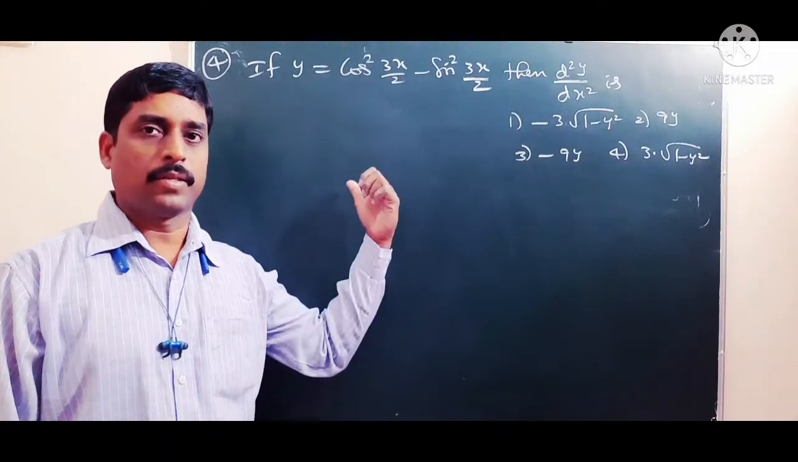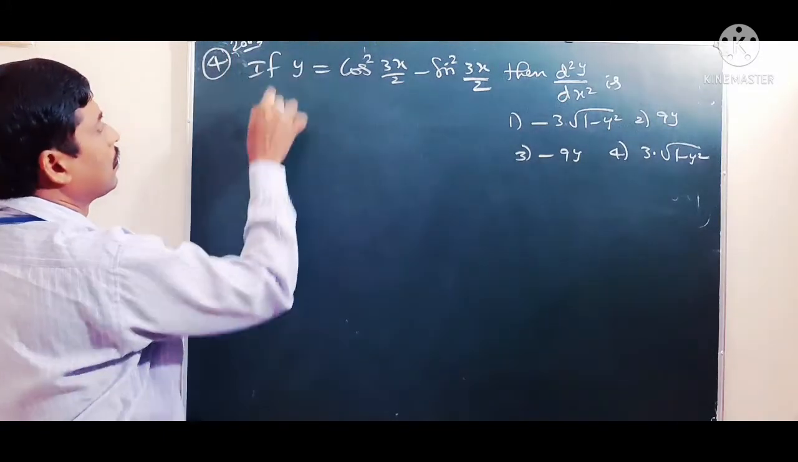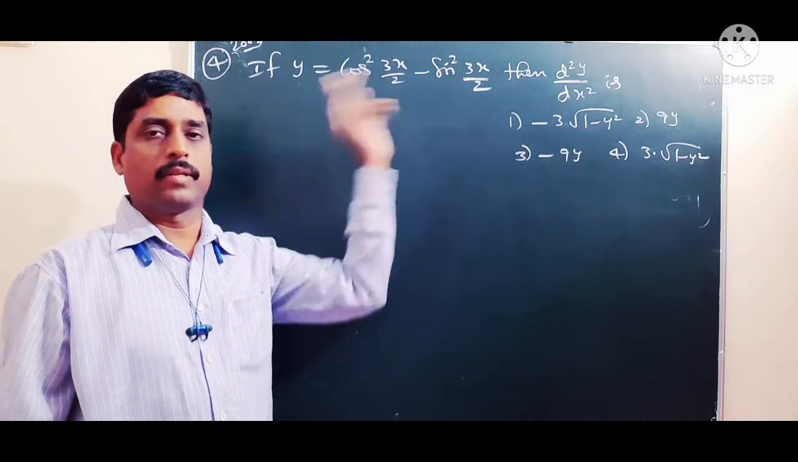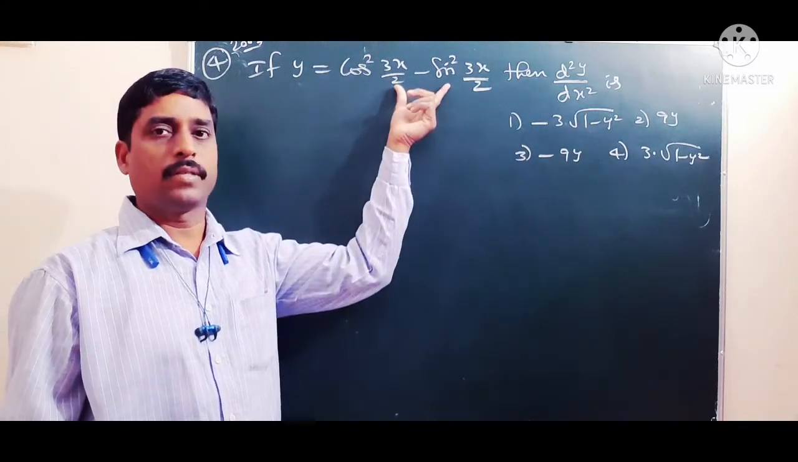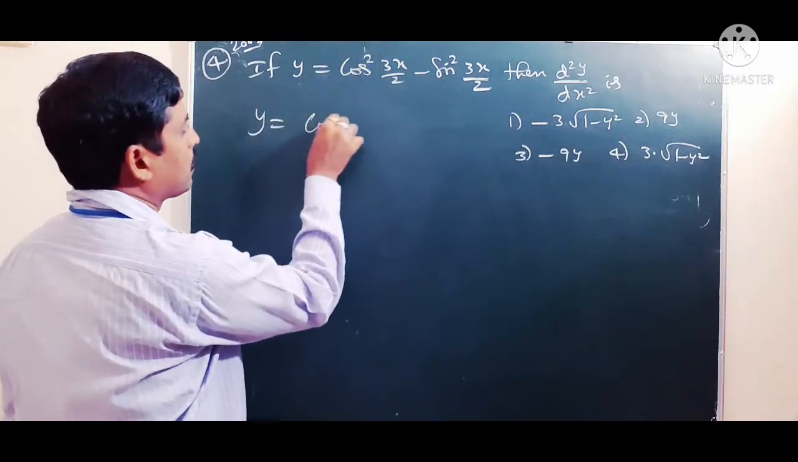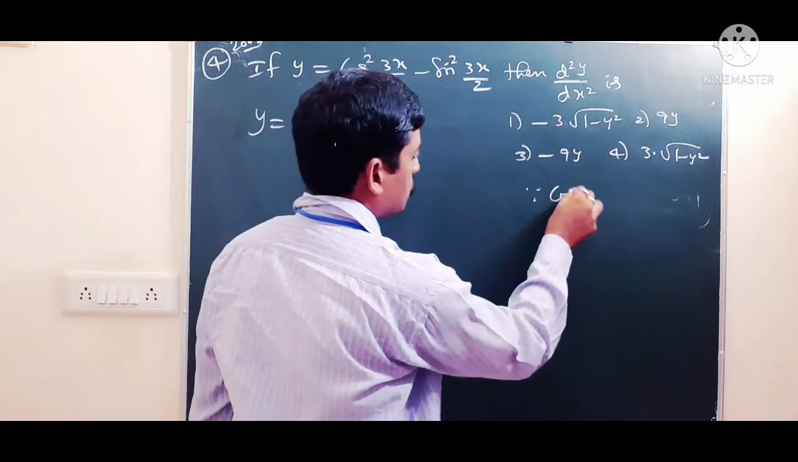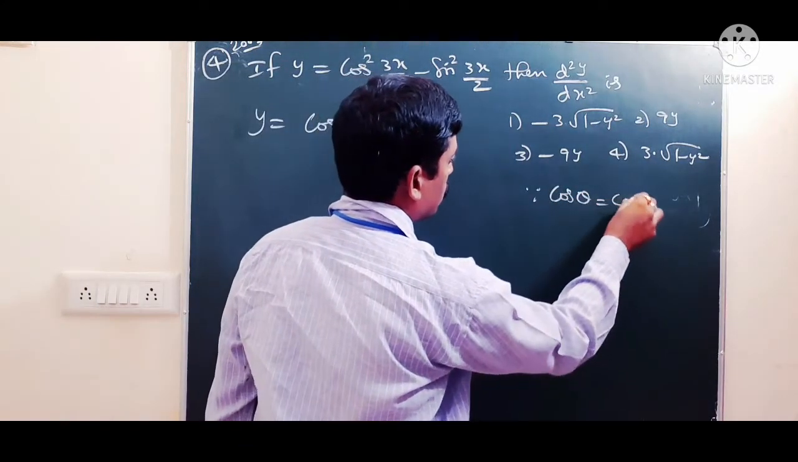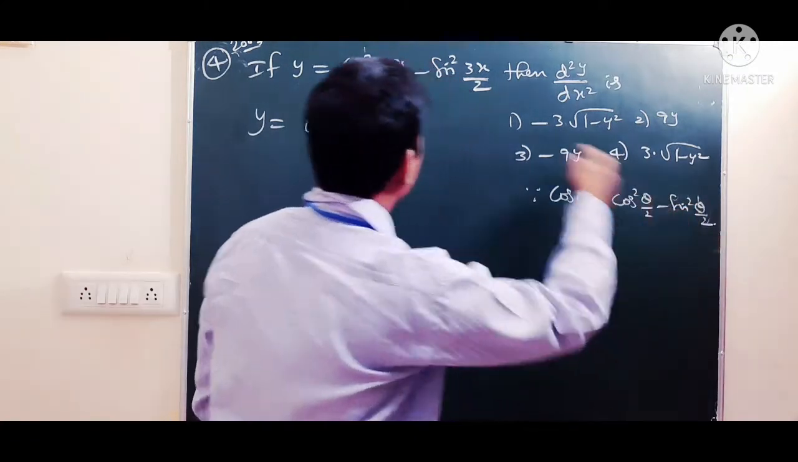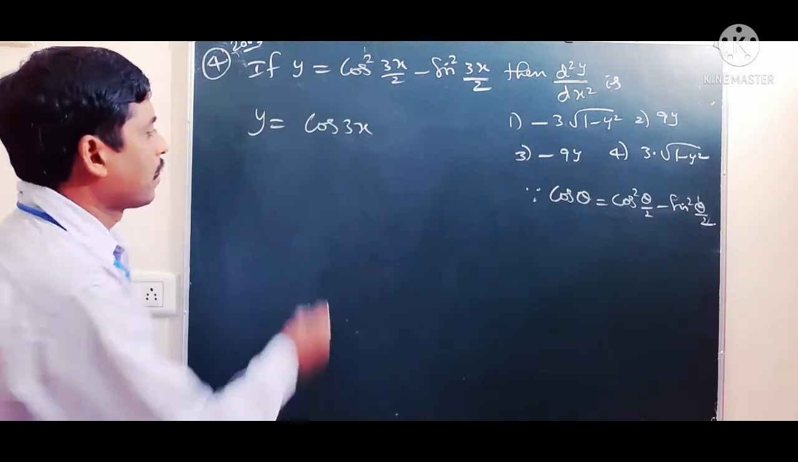Okay, look at the next question. This is from the 2007 question. The y value is given as cos square 3x by 2 minus sin square 3x by 2. So this will be the cos 3x formula. So y is equal to cos 3x. We have cos 2 theta, that is cos theta, equal to cos square theta by 2 minus sin square theta by 2. With theta replaced by 3x, this is cos 3x.